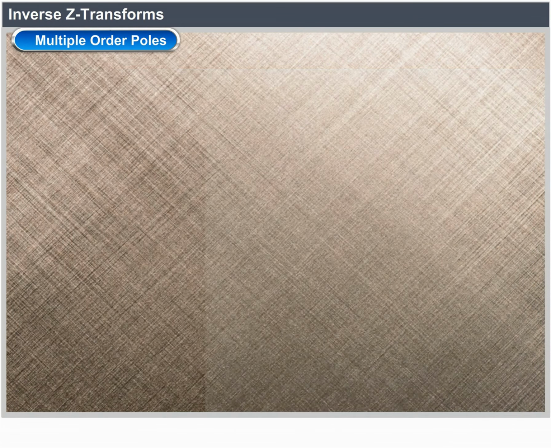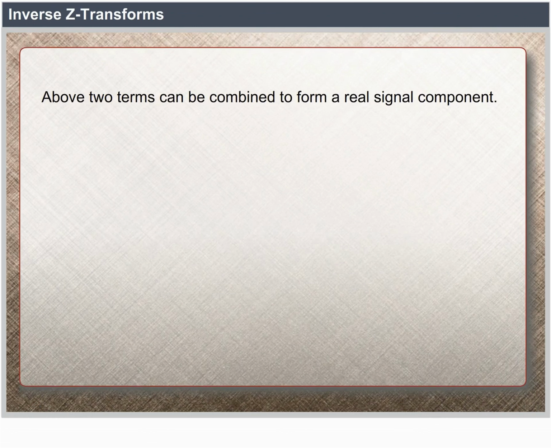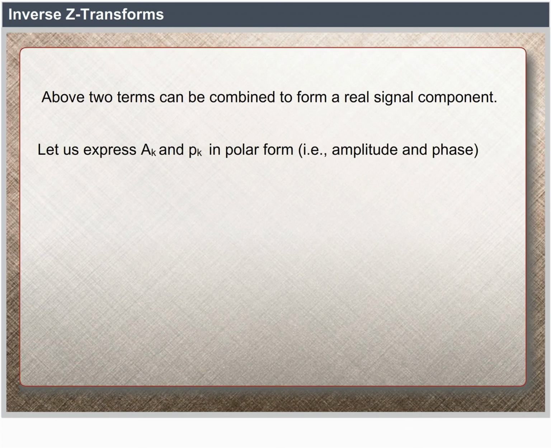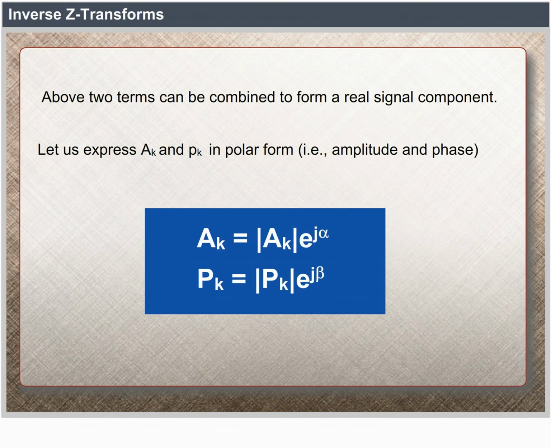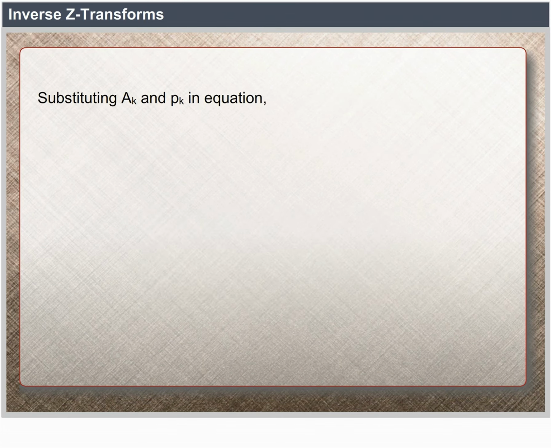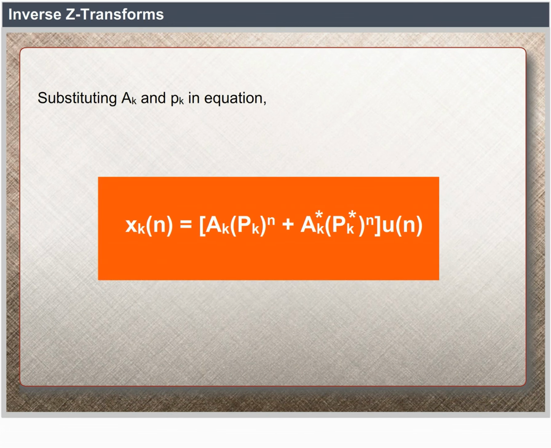The above two terms can be combined to form a real signal component. Let us express ak and pk in polar form, that is, amplitude and phase: ak equal to modulus of ak into e power j alpha, pk equal to rk into e power j beta. Substituting ak and pk in the equation, xk of n equal to within the bracket ak into pk power n plus ak star into pk star power n into u of n.